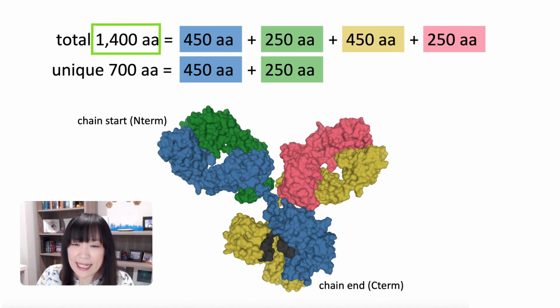Now, in the last slide, I mentioned that the blue and the yellow chain are identical in sequence, and the green and the pink chain are actually identical in sequence as well. So that means the number of unique amino acids that you actually have to keep track of to reconstruct this entire antibody is only about 700.